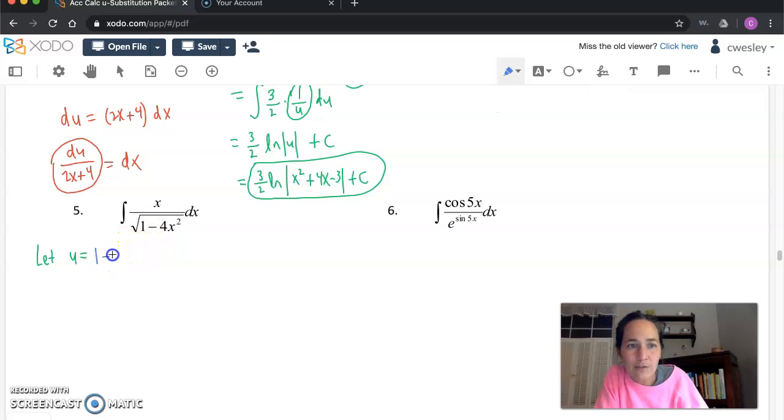Just pick the 1 minus 4x squared part. It's a little more complicated. It's innermost. That's key. It's inside of a square root, and the power of its derivative appears. Its derivative, as we'll see in a second, is going to be linear. So you just get -8x. This should be great. So du equals -8x dx.